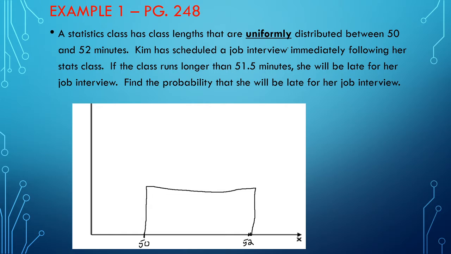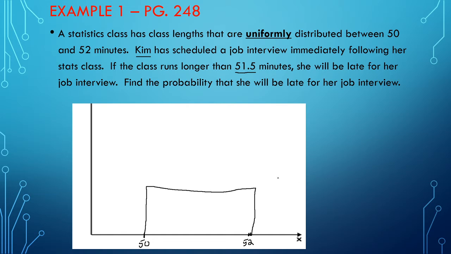So it says Kim here has a job interview immediately following her stats class. If her class is longer than 51.5 minutes, she'll be late. So what's the chance that her class is longer than 51.5 minutes? Because she doesn't want to be late, obviously.